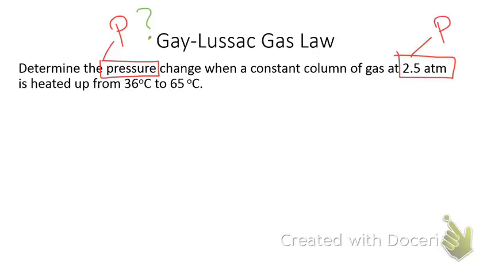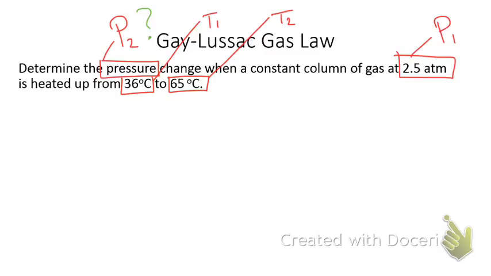And then it gives me two temperatures. I can see that my temperature is starting at 36 degrees Celsius. I'm going to label that T1. And then I'm ending, once they warm it up, at 65 degrees Celsius. I can label that as T2. So as I read the problem, it says I'm going to start with gas at 2.5 atmospheres. That's going to be my starting pressure. I'm going to label that P1, and we're looking for P2. We want to know the pressure change.